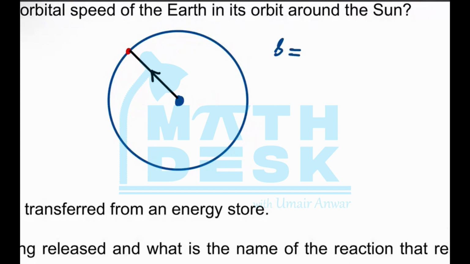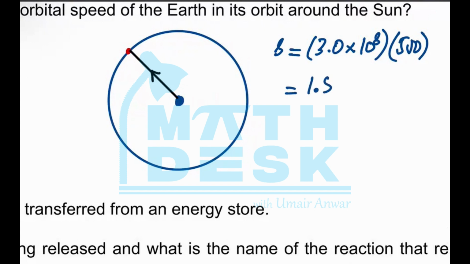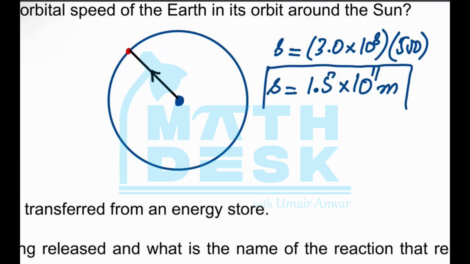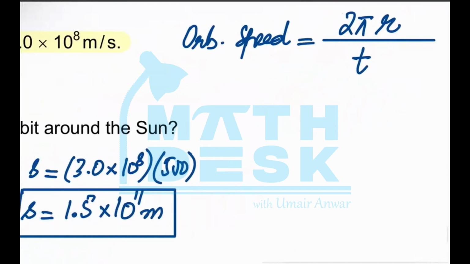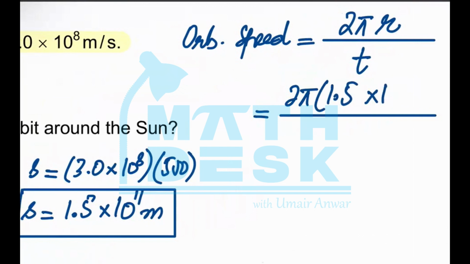So light starts moving from the sun and moves at a speed of 3.0 × 10^8 meters per second and takes 500 seconds to reach the earth. So it means that it covers a distance of 1.5 × 10^11 meters to reach the earth. This distance would be taken as the radius of this orbit. So I'm replacing the value over here. It would be 2π × 1.5 × 10^11.